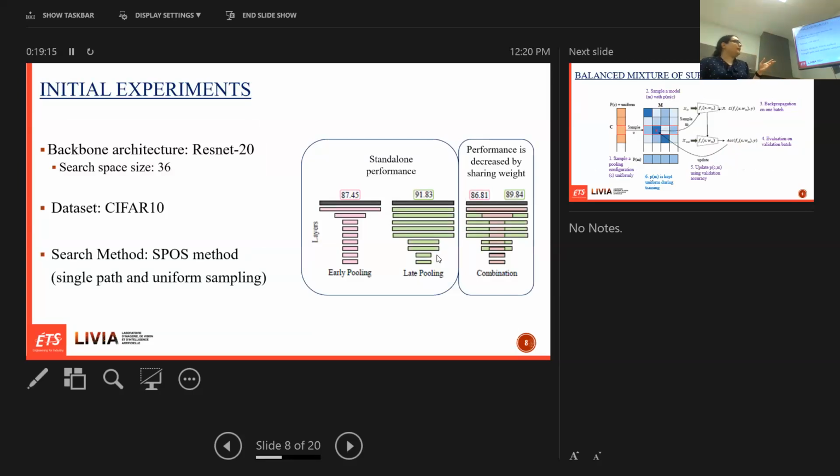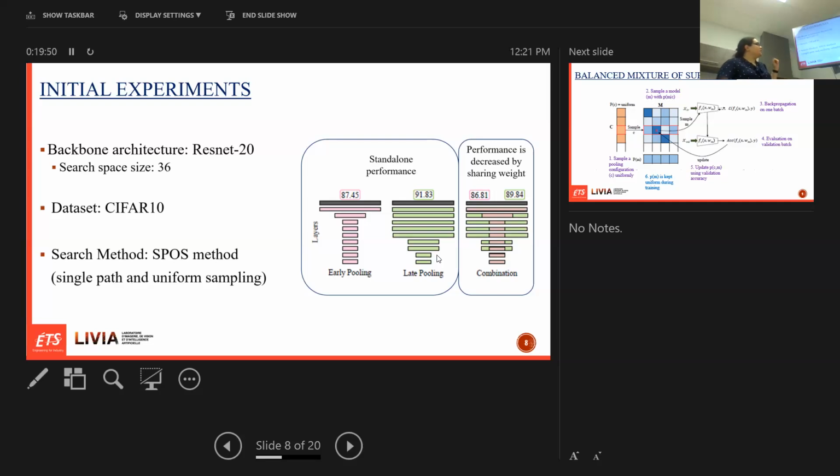To show the problem of weight sharing for our problem, we did some initial experiments. We chose a ResNet 20 architecture, and we just searched for the pooling location, so everything else is the same. With all the constraints that we discussed before, the search space would be limited to only 36 architectures.